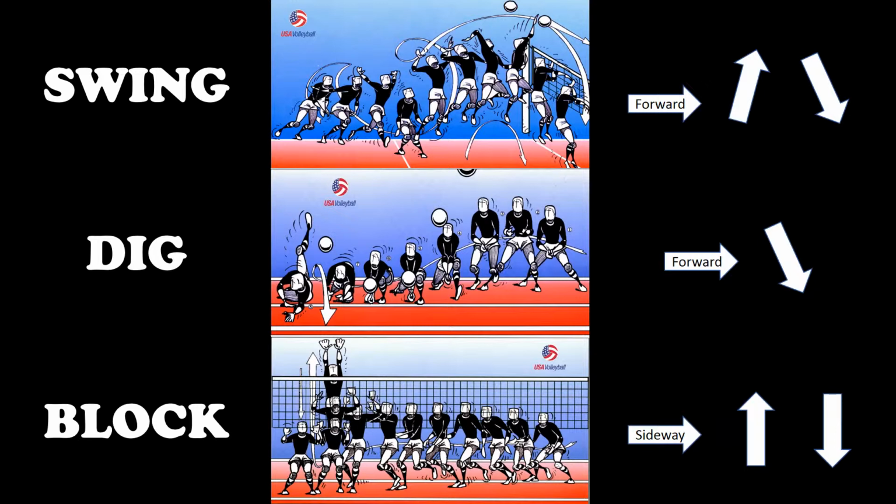For example, a swing is a forward movement followed by a jump and a downward movement, while a dig is only a forward movement immediately followed by a downward movement. Also, after a dig, the player is lying down on the ground, so the end position of a dig is different from the other movements. Lastly, a block is only a sideways movement followed by a jump and downward movement.